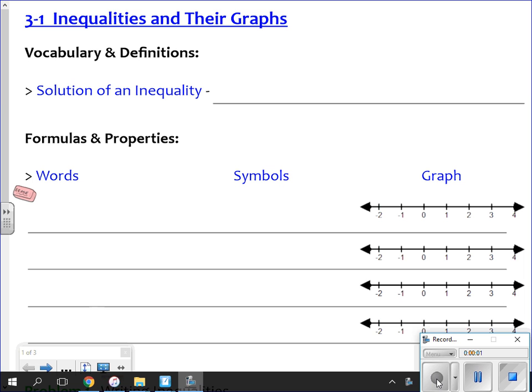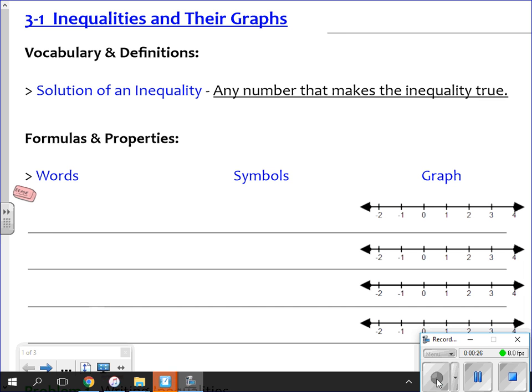So we're starting chapter 3. Chapter 3 is inequalities. A very large portion of chapter 3 is just like what you did in chapter 2. Most of what you do in chapter 3 is just like what we were doing in chapter 2 with a few adjustments here and there. Okay?